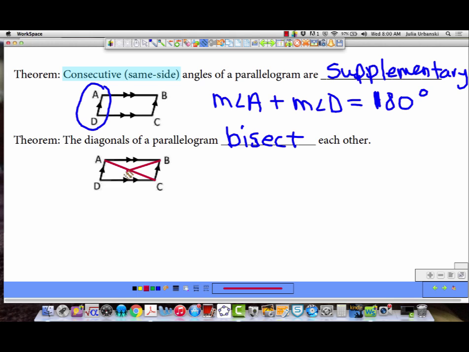From B to D. So every quadrilateral can have diagonals, but in a parallelogram, it's special because the diagonals bisect each other. So this half is equal to this half. That one got cut right down the middle. Basically, this point right here is a midpoint. And then this half is also equal to this half. Okay, that's a very important rule for parallelograms that you're going to be using over and over again. Diagonals cut each other in half. Any questions? All right.